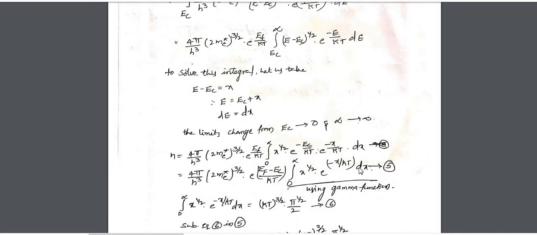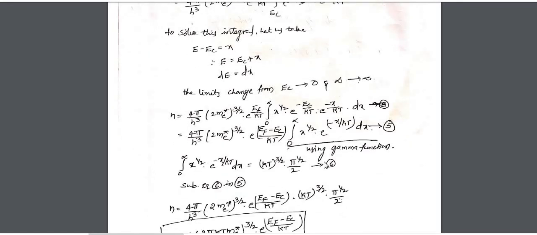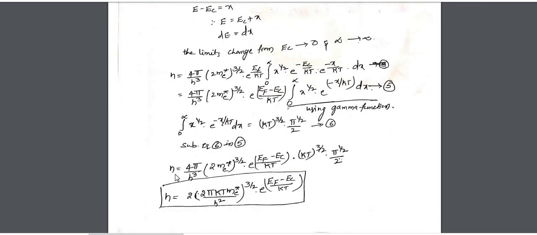This integral part is solved by using the gamma function. This value is (kT)^(3/2) times (π^(1/2))/2. Substitute this equation 6 in equation 5, then we can get n equals 4π/h³ (2m*)^(3/2) e^((EF − Ec)/kT) (kT)^(3/2) π^(1/2)/2.